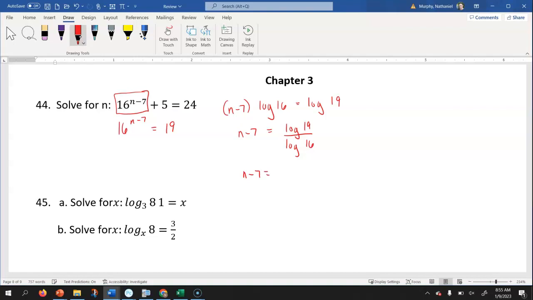And actually, I could do that on my calculator. Log of 19 divided by log of 16 on your scientific calculator gives you a value of 1.062 approximately. And so now all I have to do to solve for n is add 7 to both sides, and I get 8.062. And that's how I do number 44.